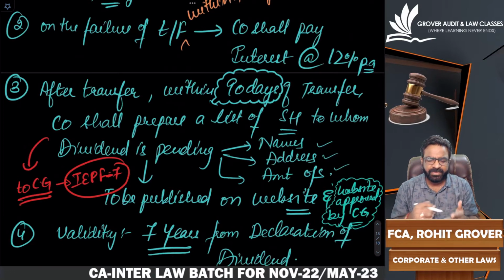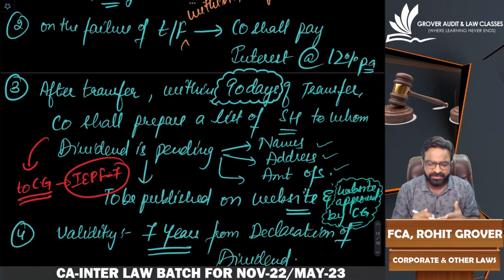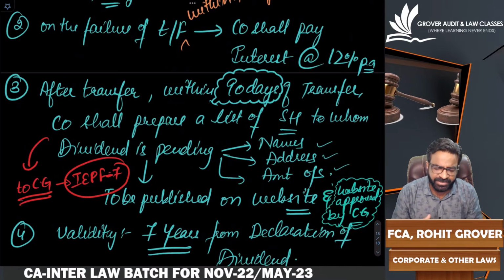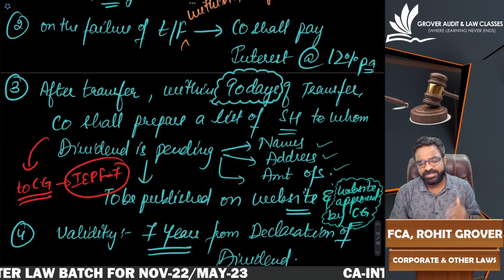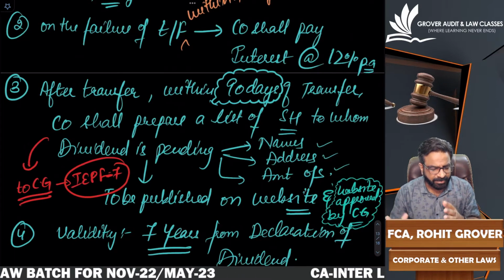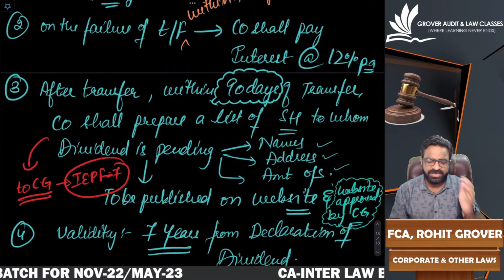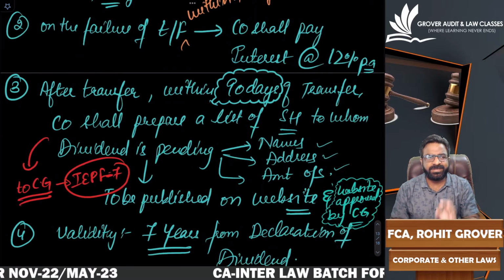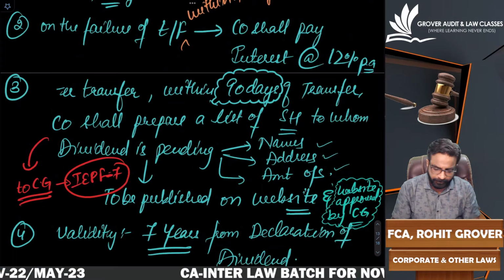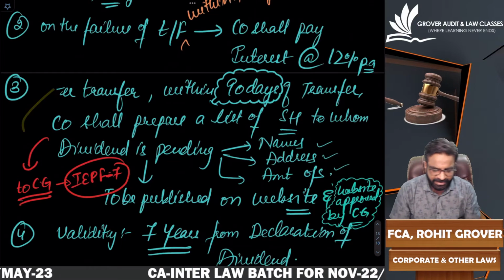Within 90 days of transfer, the company has a responsibility to prepare what? A list with the name of the shareholders, address of the shareholders, and amount pending of the shareholders, and this list we have to publish on the website as well as the website which is approved by the Central government. And the same list we have to send to the Central government in form number IEPF 7. Is it crystal clear up to point number 3? Yes, sir.